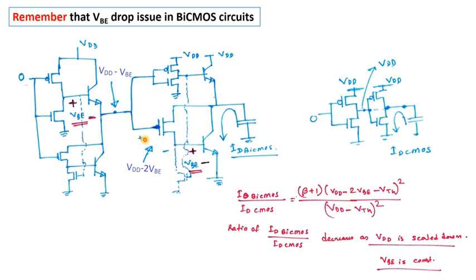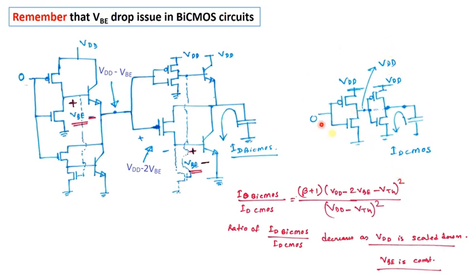So if this is the gate to source voltage for this NMOS, what is the current ID through this NMOS? That will be proportional to (VDD minus 2VBE minus VTH) squared, right? So that is the current flowing through this. You remember that we have discussed. Then what is the total discharging current? The total discharging current will be (1 plus beta) times that ID. So it is (1 plus beta) into (VDD minus 2VBE minus VTH) squared, right?